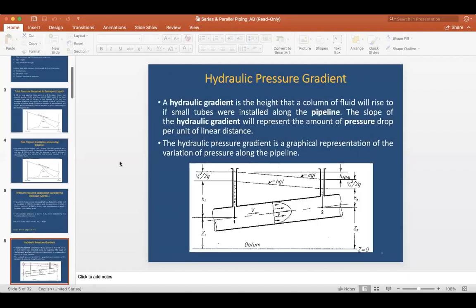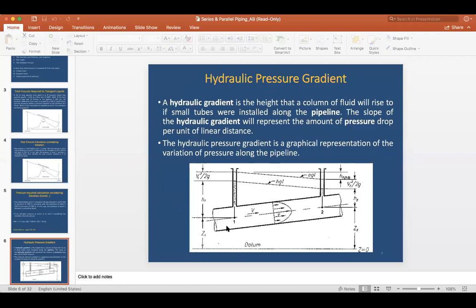Now, let's go to another point, that is hydraulic pressure gradient. So usually we are talking about the temperature gradient, pressure gradient. This is just a difference, okay? If you have a low pressure and high pressure, then the difference between low and high pressure will give the pressure gradient. But here in the pipeline, how can we consider the pressure gradient?